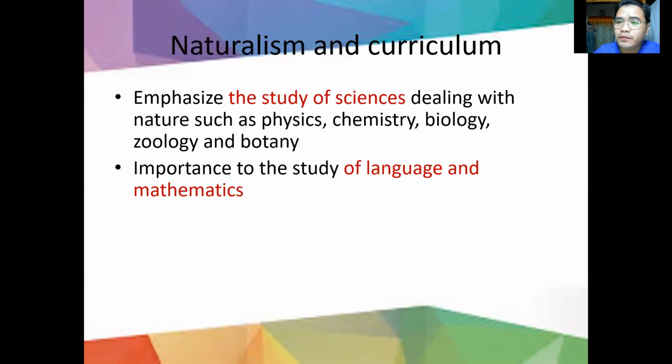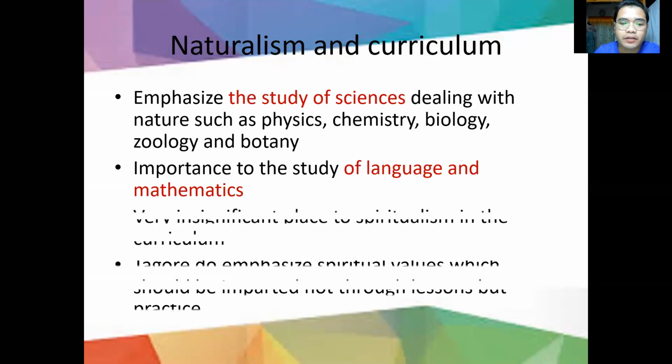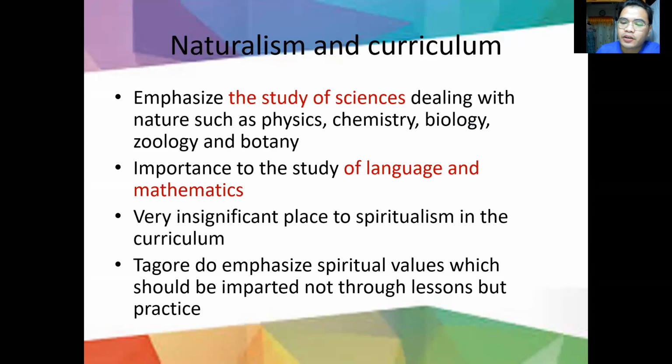In terms of the curriculum, what should be included in the curriculum? Well, naturalism would emphasize the study of sciences, because it is bringing on empirical knowledge and experimental knowledge, right? So what should be included in the curriculum are science subjects like physics, chemistry, biology, zoology, botany, and also the importance of language and mathematics. That should be part of the curriculum according to naturalism. So there is a very insignificant place for spiritualism.